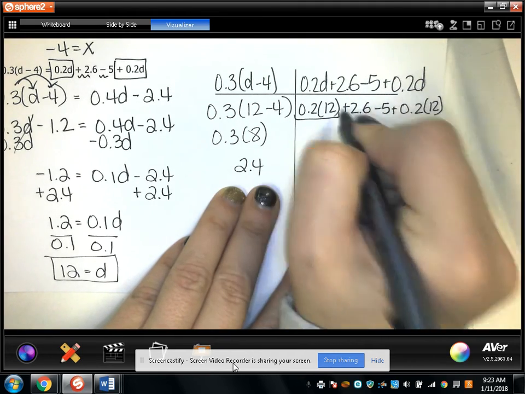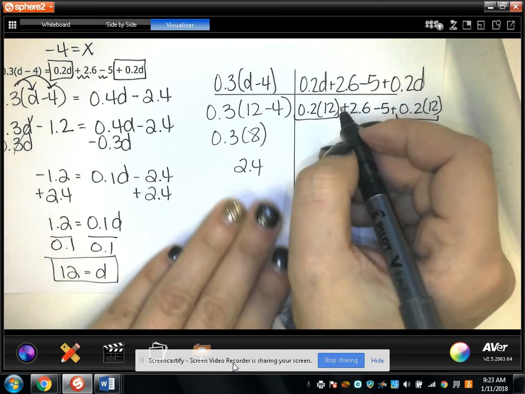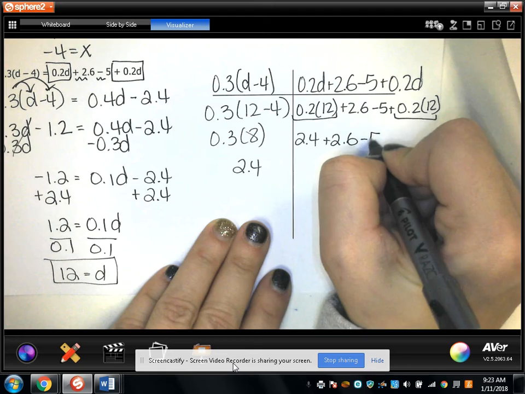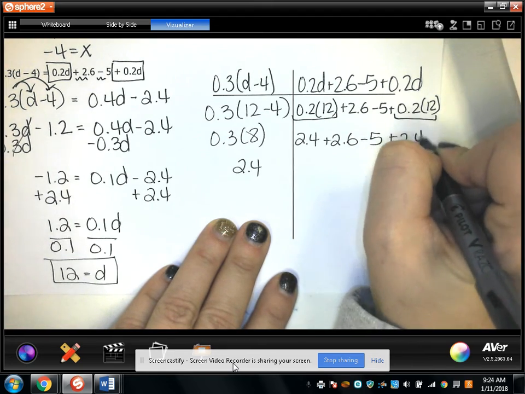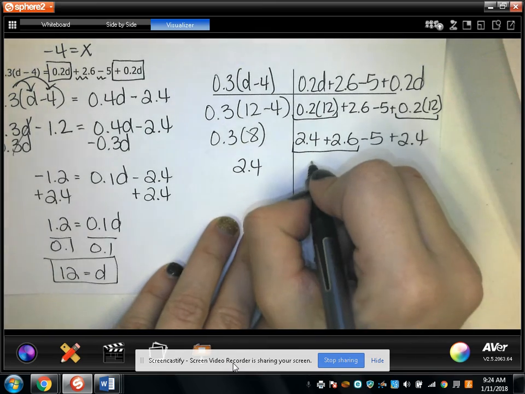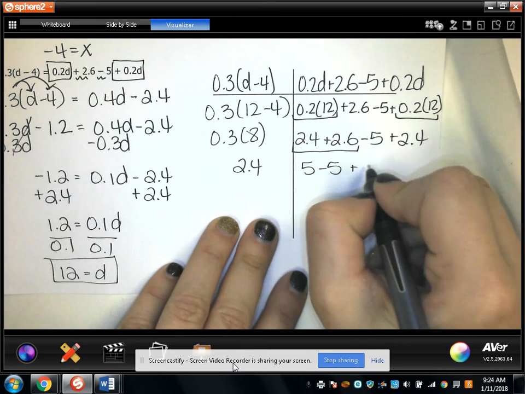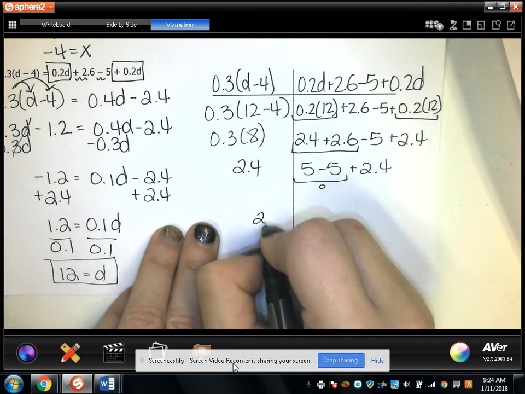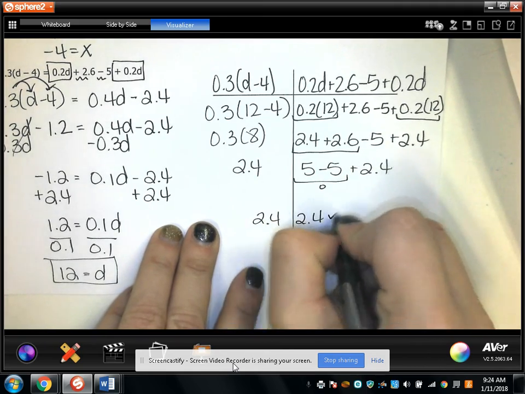And I'm going to find out what this is. 0.2 times 12 is 2.4. So I have 2.4 plus 2.6 minus 5 plus 2.4. So 2.4 plus 2.6 is 5. So 5 minus 5 plus 2.4. 5 minus 5 is 0. So I'm left with 2.4 equals 2.4. Check.